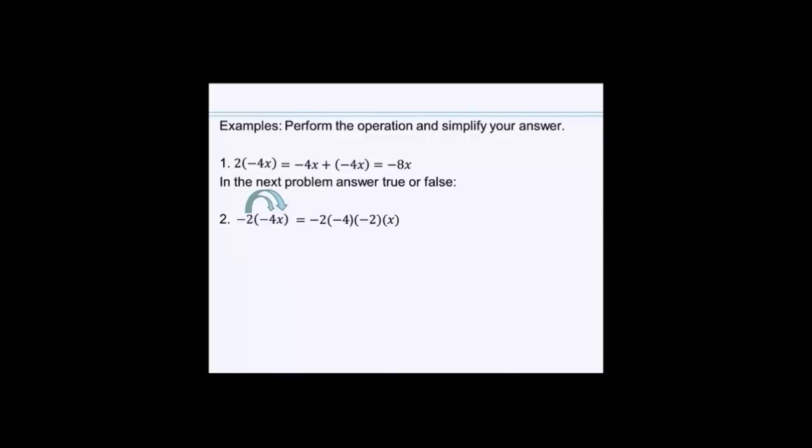Did you pause it yet? It's important you spend a little time thinking about this problem because it's going to help you later when we are doing more complicated problems.